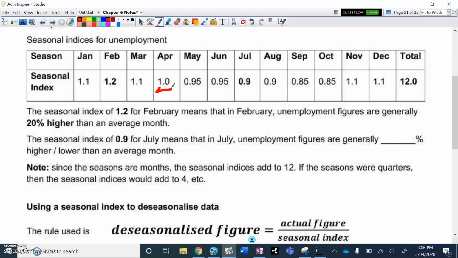When you're looking at the next one, a seasonal index of 0.9 for July means that in July the unemployment figures are generally 10% lower than an average month. So anything less than 1, for example 0.85 as a seasonal index, means sales are generally 15% less than average. Anything higher than 1, for example December sales, are generally 10% higher than an average month.